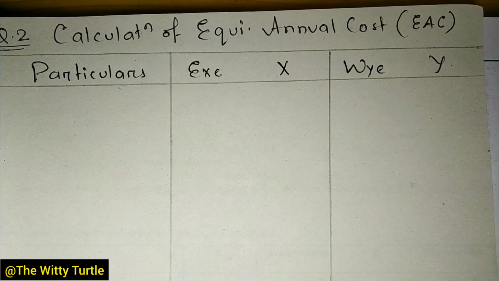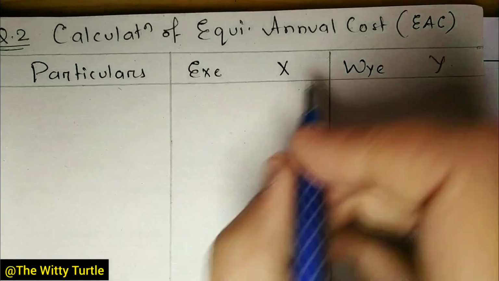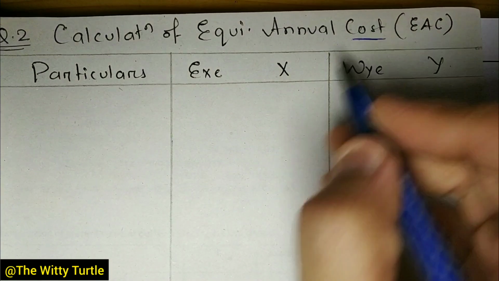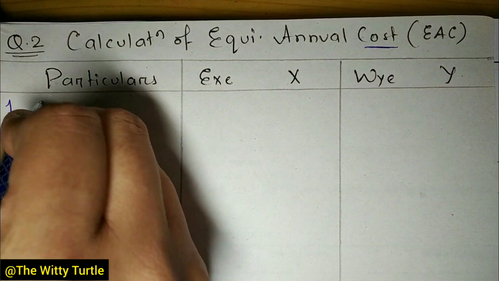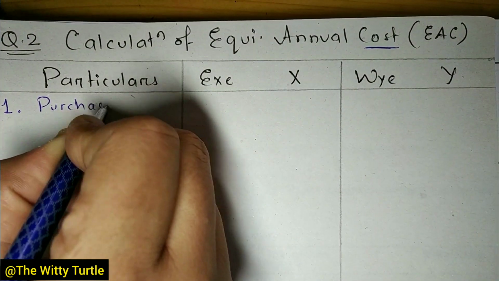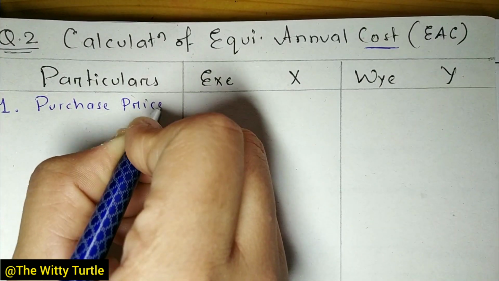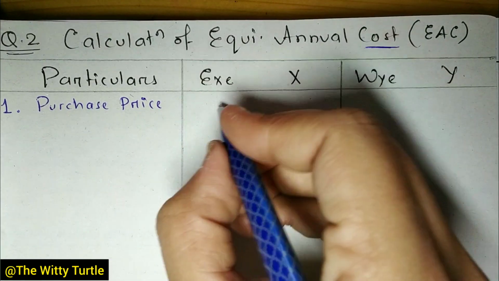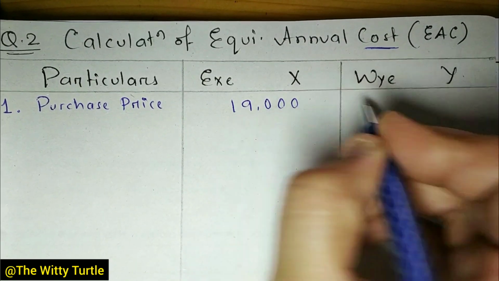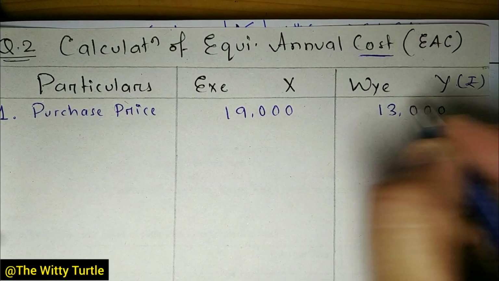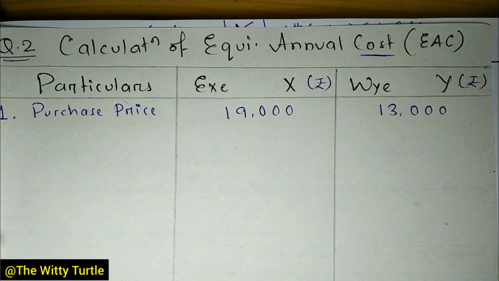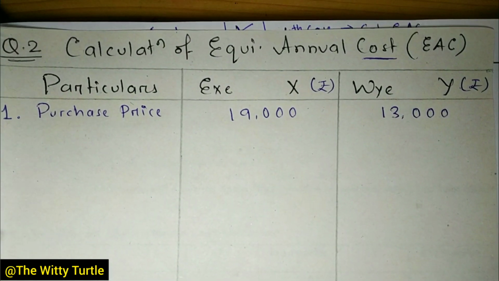So in your answer sheet, first make a format like this where we have to calculate the equivalent annual cost, right? It says cost here, so we have to write down all the costs one by one. So what is the first cost? Obviously the purchase price. Purchase price is how much? For machine X it is 19,000. For machine Y it is 13,000. These are all amounts in rupees. That is the purchase price.